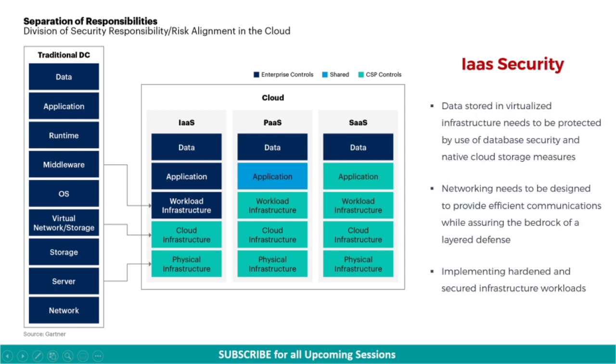Moving on. IaaS security takes the application and software needs listed for SaaS and PaaS. Note that, for IaaS, the cloud deployment is wholly the customer's responsibility above the virtualized infrastructure. Because the deployment pattern is different, some of the tooling needed for SaaS may not be appropriate for an IaaS deployment. Alternative and additional security tools may need to be selected, and data stored in virtualized infrastructure needs to be protected by use of database security and native cloud storage measures.